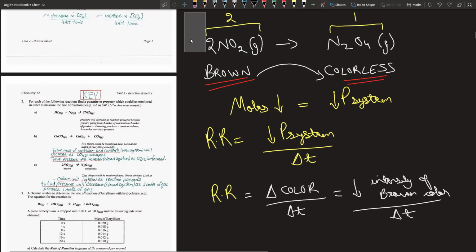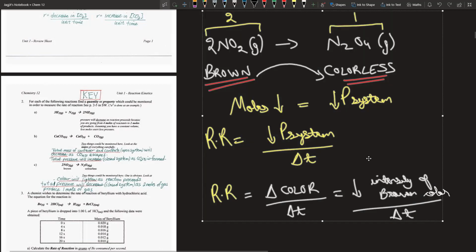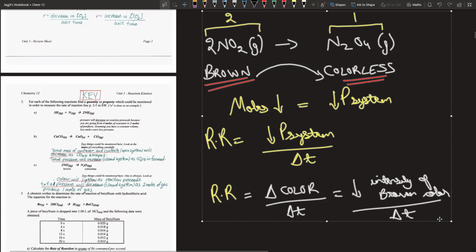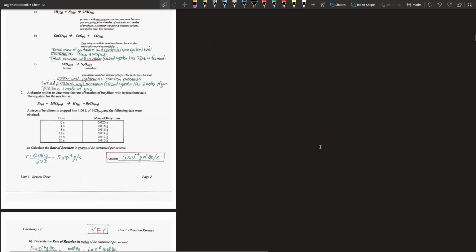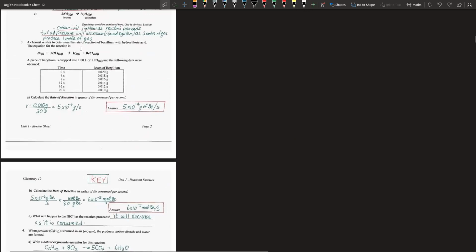Good. What's another thing you can use? We talked about the pressure of the system. We talked about color. Okay, so we covered both of them. Now, I have a question for you. Can you use mass over here? No, you can't, because both of them are gases. If you had a solid which produced one solid and one gas, then you could have used that, but not in this case, because both are gases, okay?